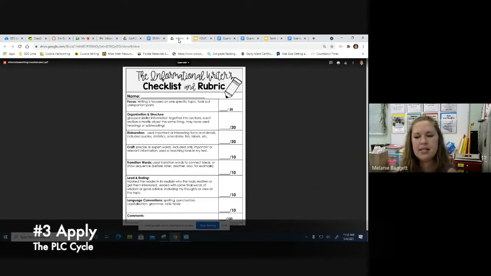A lead and ending. Next Monday and Tuesday, there is a lesson on how to create a hook with an introduction paragraph. And then Tuesday's lesson is on how to create a concluding paragraph. And then finally, language and conventions is 10 points.